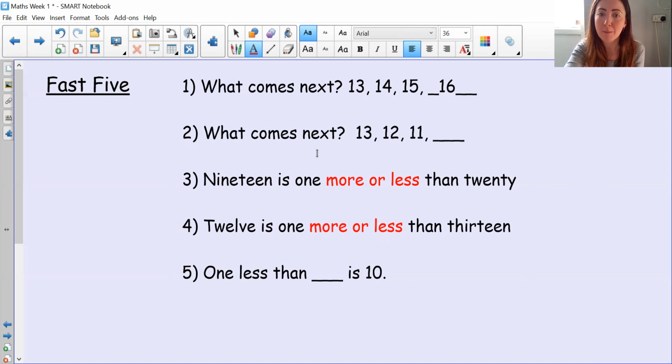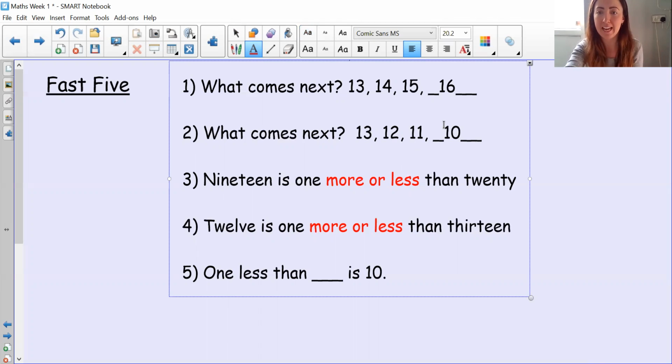Then number 2, what comes next? So the numbers this time are 13, 12, 11. Now, are we counting forwards or backwards? We're counting backwards because the numbers are getting smaller each time. So we are counting backwards in ones, 13, 12, 11. So the next number would be 10.